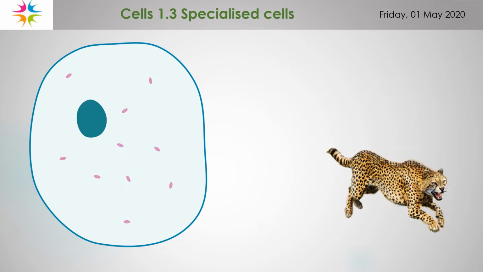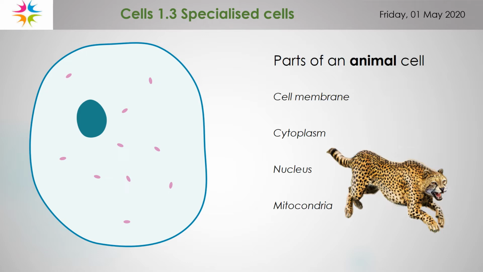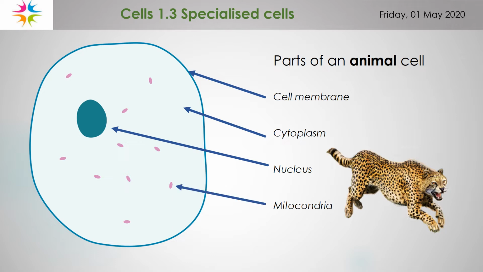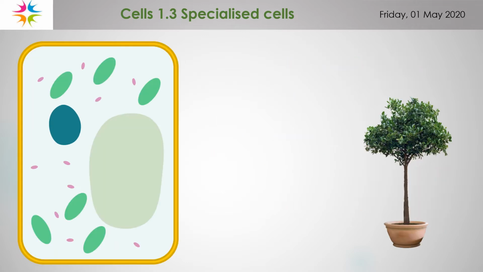So first of all, the blue line, cell membrane, then the blue area inside the cell, cytoplasm, then the blue blob, the nucleus, and the purple dots are the mitochondria. I hope you got all of those right. Let's move on to plant cells.